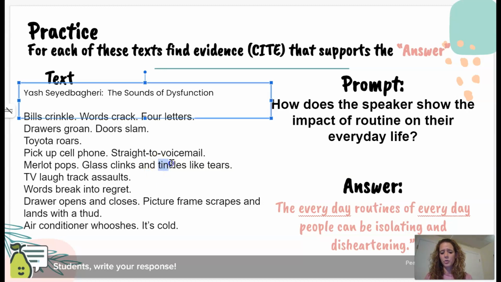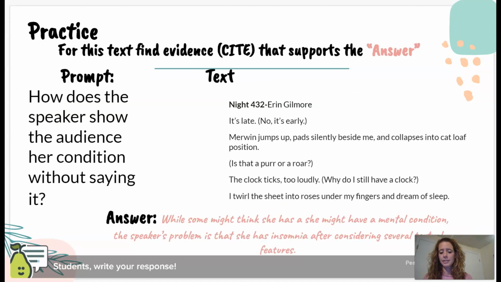We've got a short quote here. It tinkles like tears, regret, assaults, it's cold. A really short sentence that ends the short story. So I can tell as I'm reading this that it's not a positive message. These routines that we go through are kind of grating and isolating. Doors slam, words crack. So I have text evidence to support this answer. Okay. All right, and there's another example here for you to practice with in class. Practice by looking at this, if you have access to it as a Pear Deck, which students in class did.